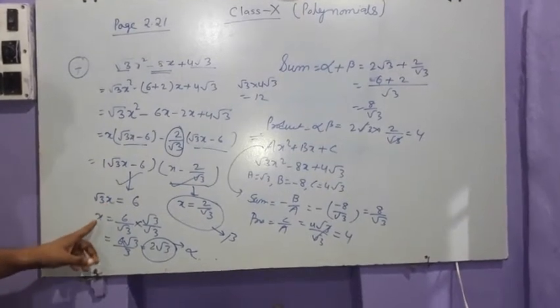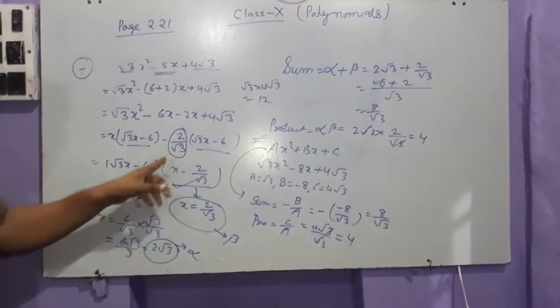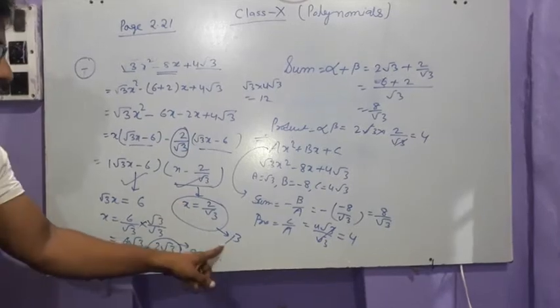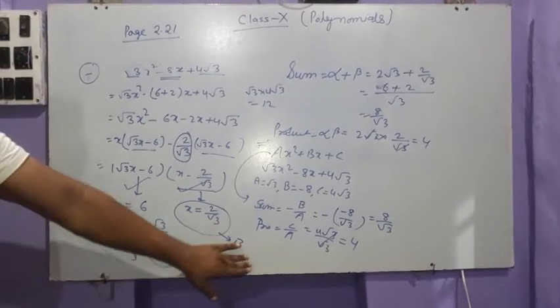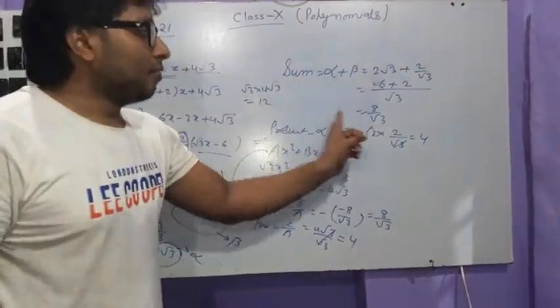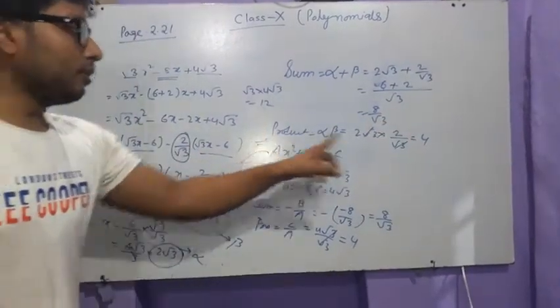When this term is 0, x equals this one, alpha, and when this term is 0, x equals this one, beta. So this is alpha and this is beta, so the sum will be alpha plus beta. We have found 8 by root 3, and the product will be 4.